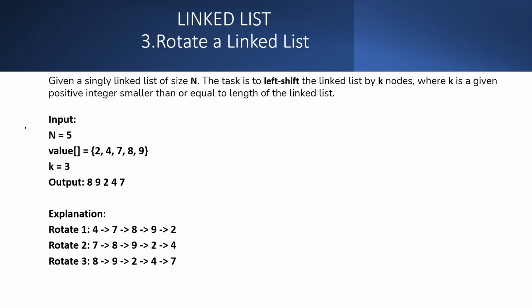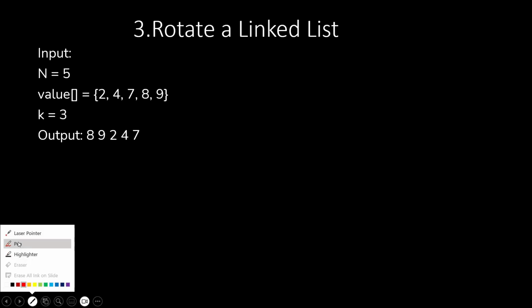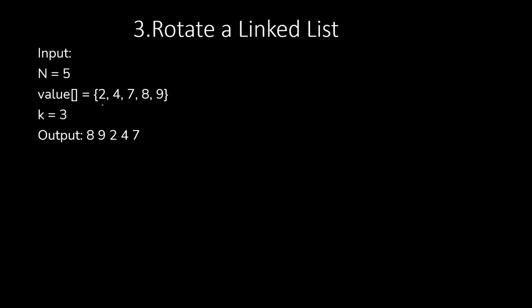Okay, now going to the approach. Let's understand the question first. Let's understand the meaning, then we will talk about how we can do that. Here we have an example, 2 4 7 8 9, that is a linked list. Assume it as a linked list. This is not an array, this is a linked list. So starting from 2, then 4, 7, 8, 9, head will be 2 here.